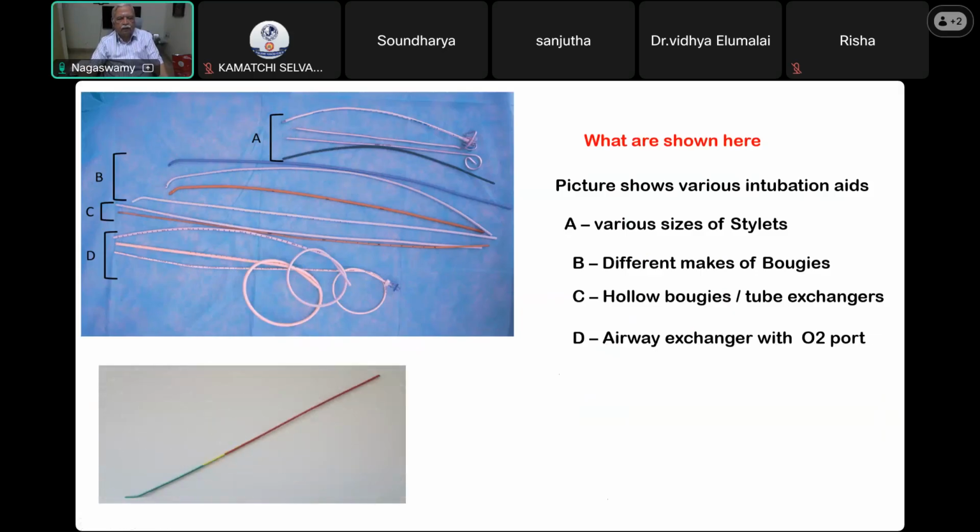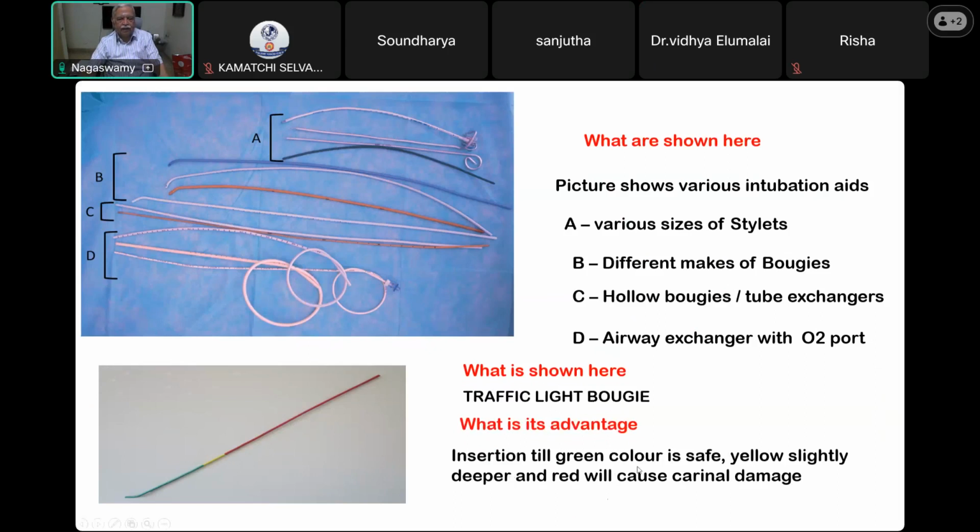And what is this? You have three colors. Where do you commonly see these colors? Red, amber, and green. Traffic light. So this is called the traffic light bougie, and it determines how much you have to insert. Insertion till green is safe, yellow slightly deeper, and red will cause carinal damage. So when you introduce it for difficult intubation, you know how much to insert instead of blindly pushing it too far.